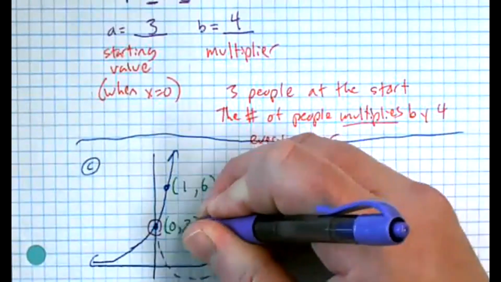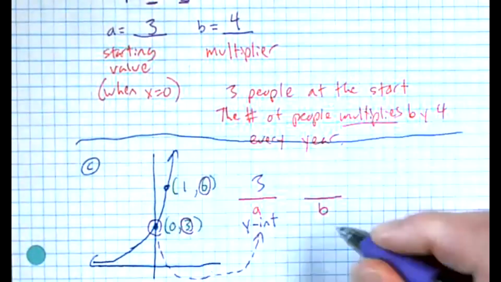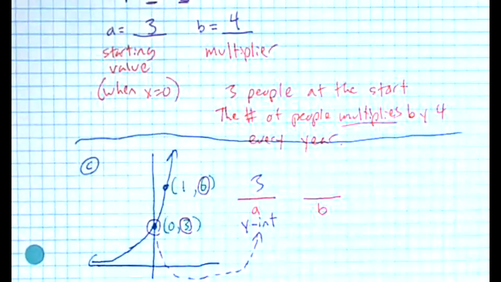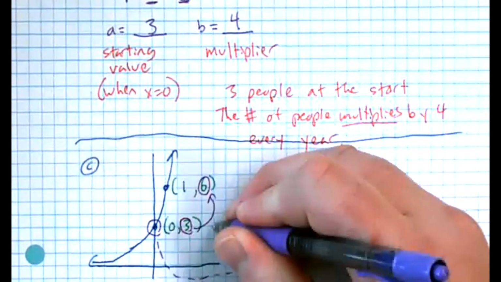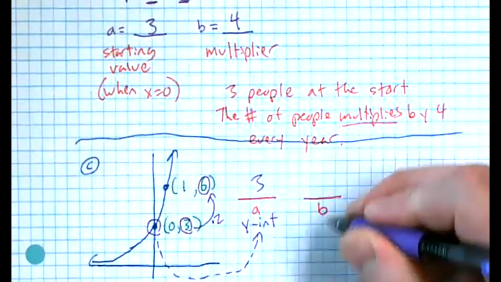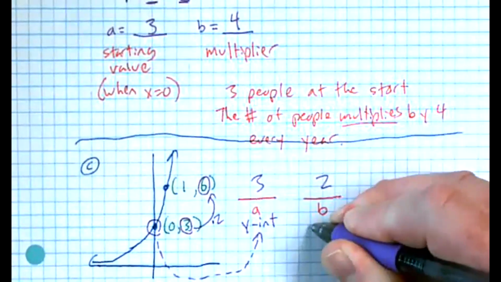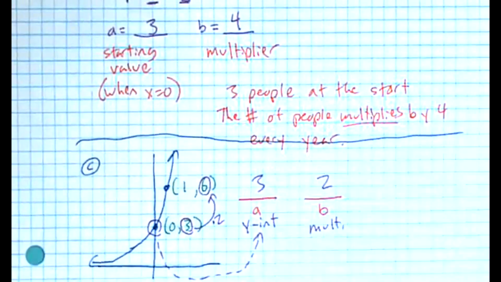If I look at this y value and I look at this y value, remember B is a multiplier. B is going to tell us how to go from this to this, which would be times 2. So B is going to be 2 because, well, because it's a multiplier.